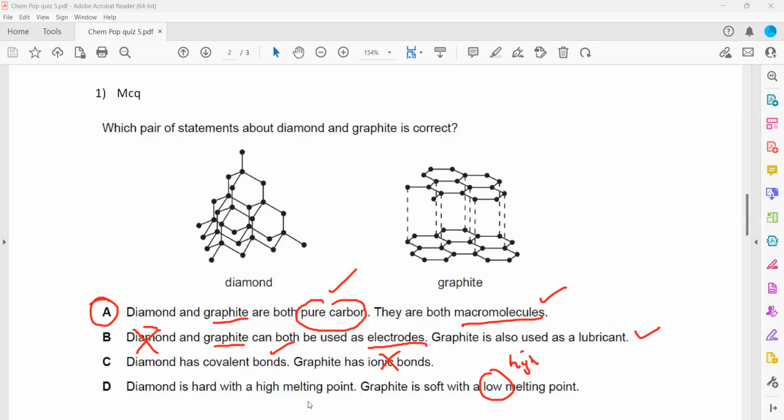Why do they have a high melting point? Because the melting point depends on the type of bonding. If there's a giant structure, they will have strong forces. As a result, it will have a high melting point. So both diamond and graphite have a high melting point. Only the diamond is hard whereas graphite is soft. That is due to one having a tetrahedral structure, and the other having a layer structure.